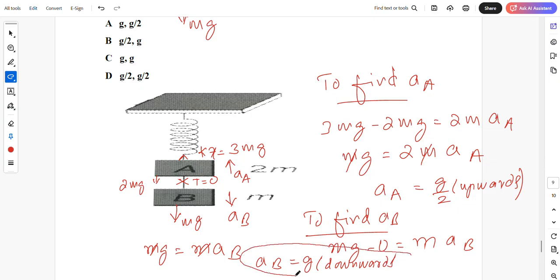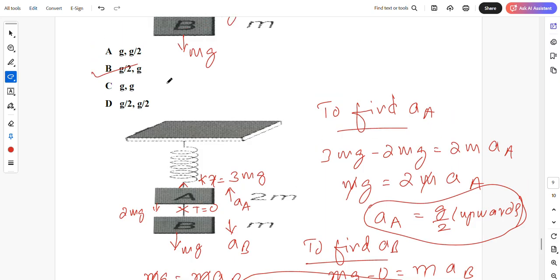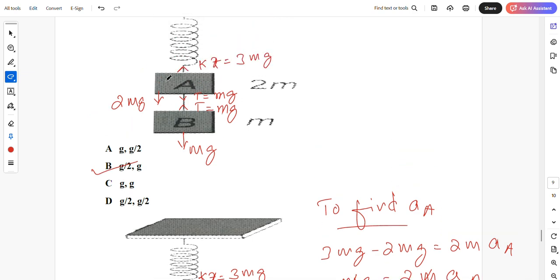Now this is the acceleration of block B and this is the acceleration of block A. Let us see the answers. g by 2 comma g. g by 2 comma g, this is the right answer. Hope you understood all these sums.